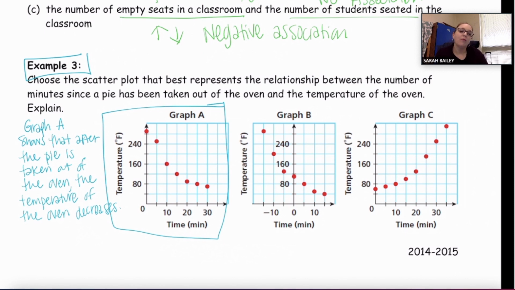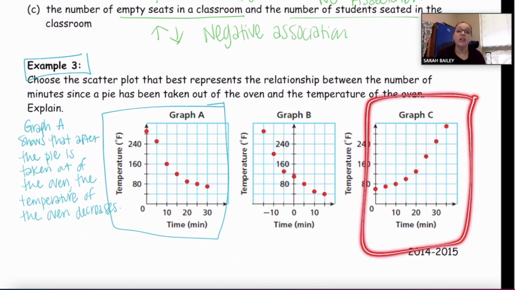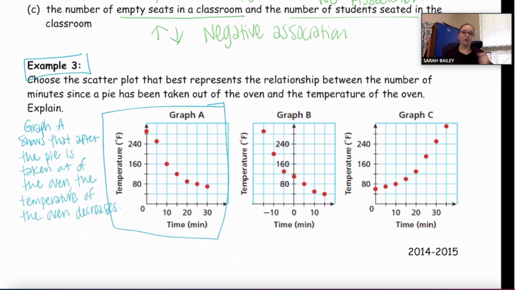So graph A would be the best representation for this scenario. You could easily eliminate graph C. The reason we can eliminate graph C is it's showing the temperature of the oven increasing after the pie is taken out. Well, once the pie is taken out of the oven, you're going to turn the oven off, which means the temperature is not going to increase. So C is definitely out.